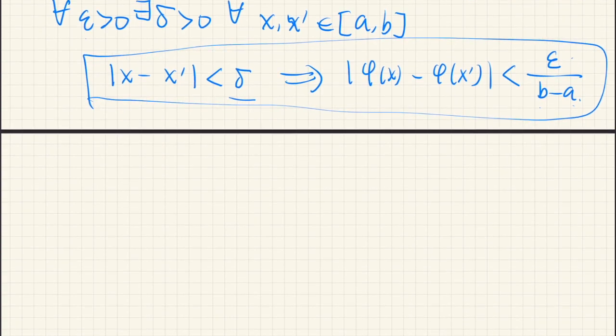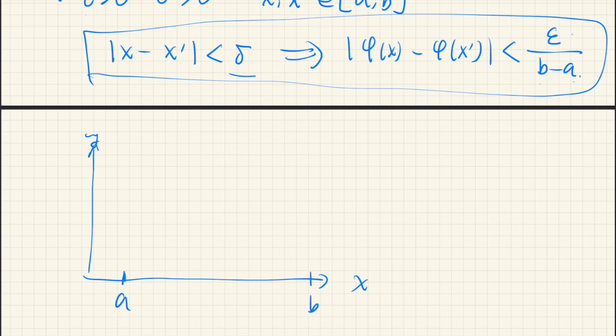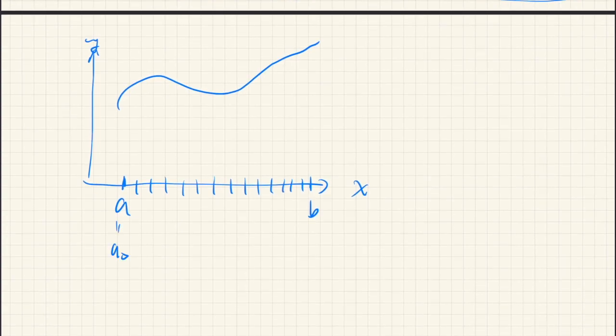Next thing we do is to partition the interval. Suppose this is a, suppose this is b, and we have some continuous function here. We partition this interval into small pieces. These are subintervals. Let's say this is a0 and this is a1, this is a2, and so on, and b is, let's say, ar.